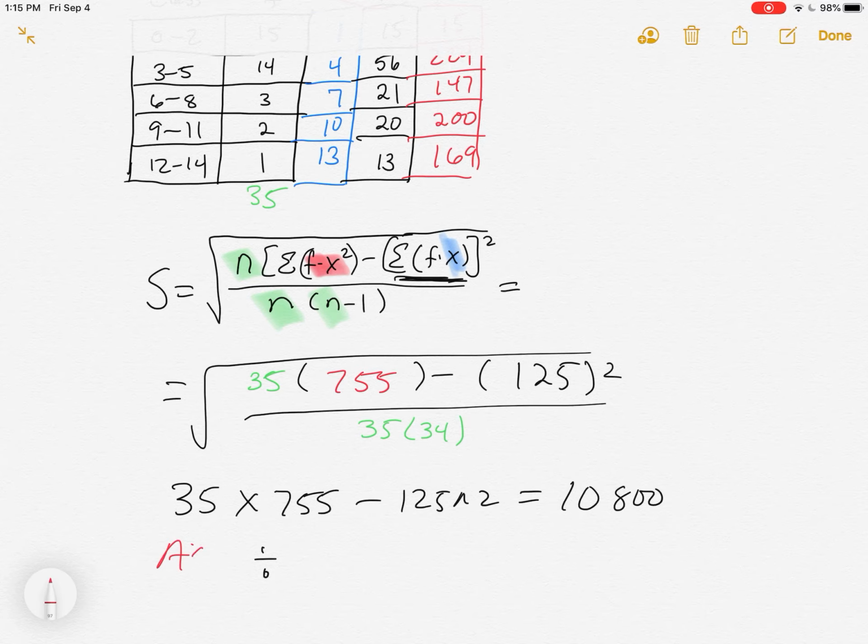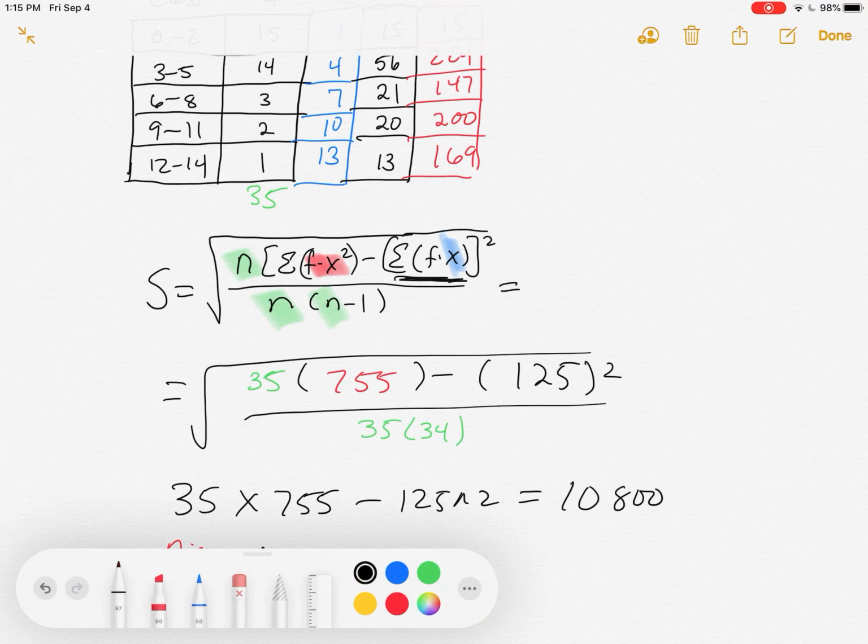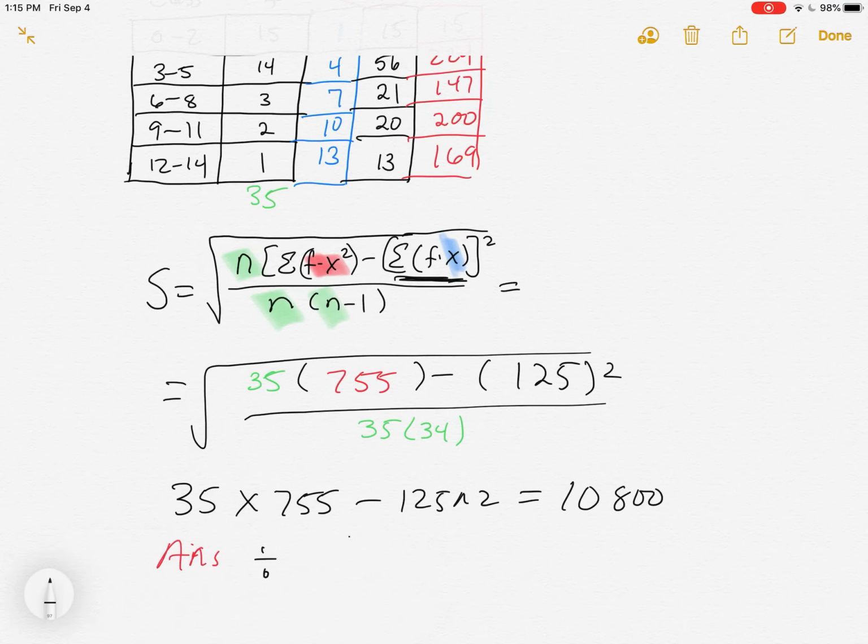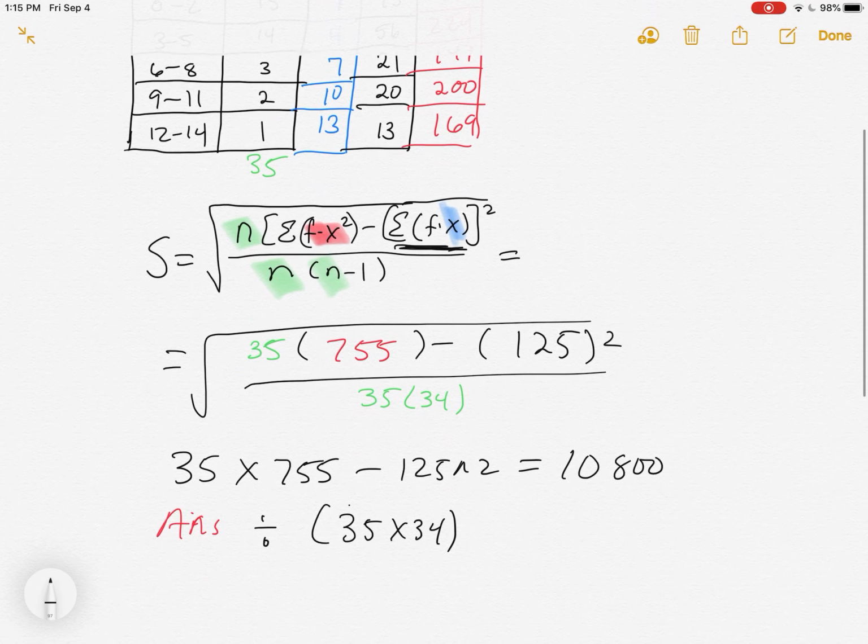As we do that, our calculator is going to say answers. We can take that answer divided by, and then we're going to put in open parentheses 35 times 34. If you don't do the 35 times 34 in parentheses, the 34 goes up top, and we don't want that to happen. And so now we're looking at the number 9.0756, and it keeps going.